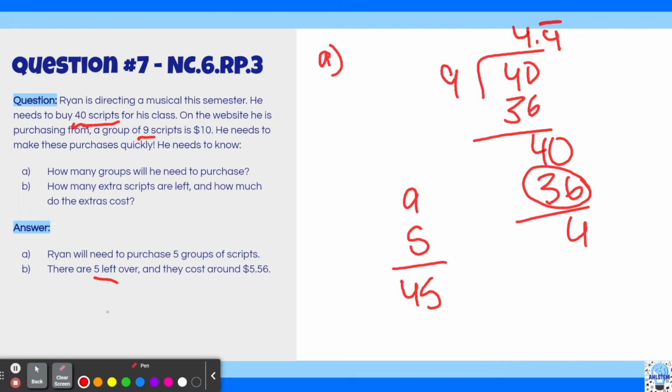And, I almost forgot to answer the first one. Yes, he will need to buy 5 groups of scripts. Now, I accidentally jumped ahead to the second one, but yes, there are 5 left over because he only needs to buy 40, not 45.